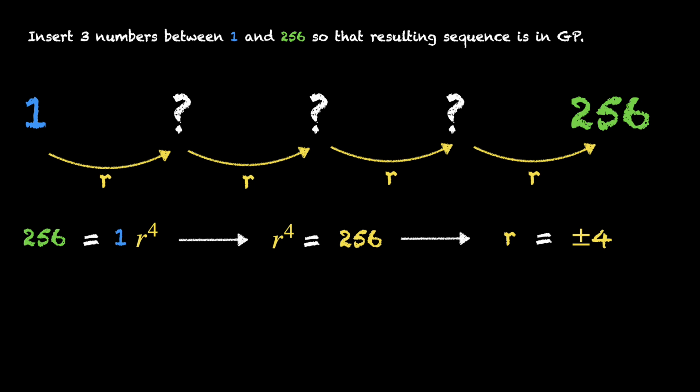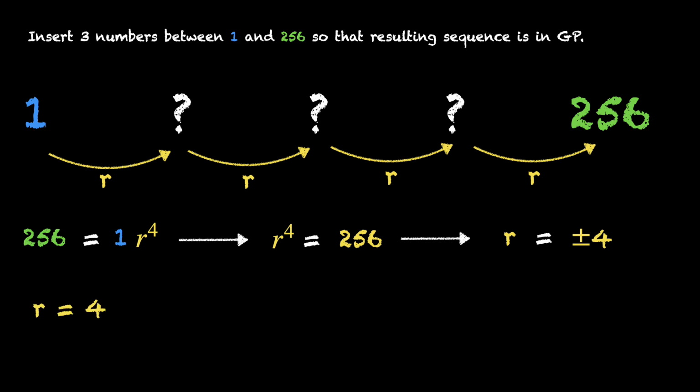Now technically speaking, we need to find the numbers between 1 and 256, which means it's an increasing GP, which means we can take R as positive. But for the sake of it, I'm going to solve both of them. I'm going to put R as 4 and minus 4 and show you both the sequences. So let's see the first one.